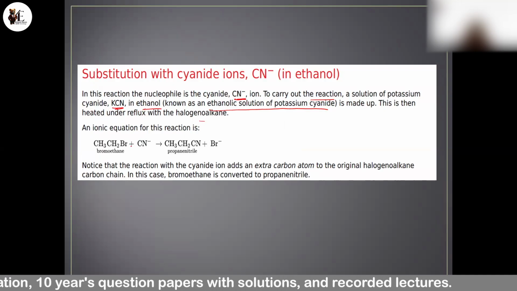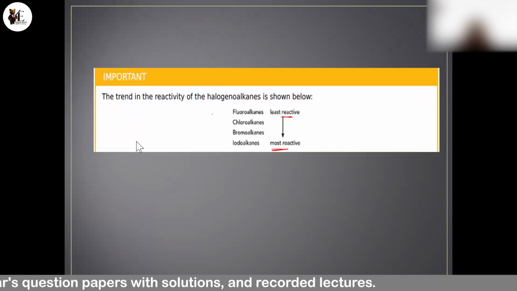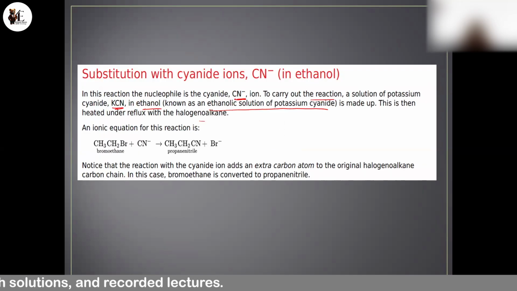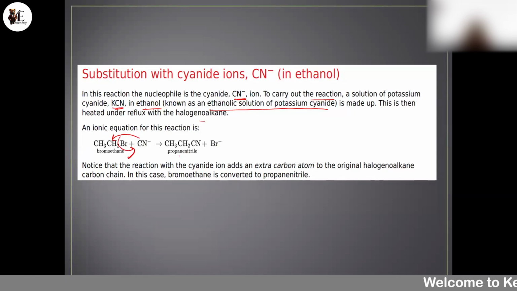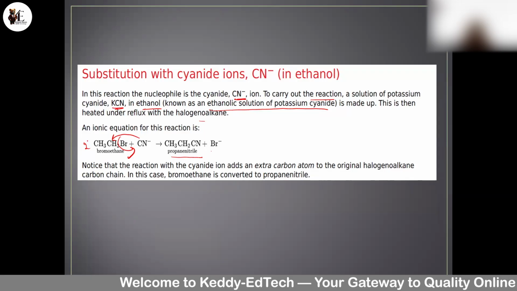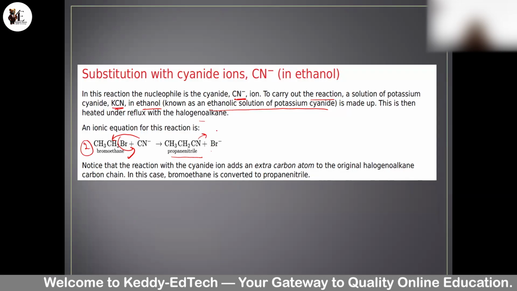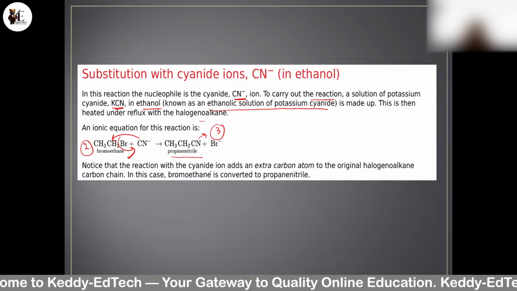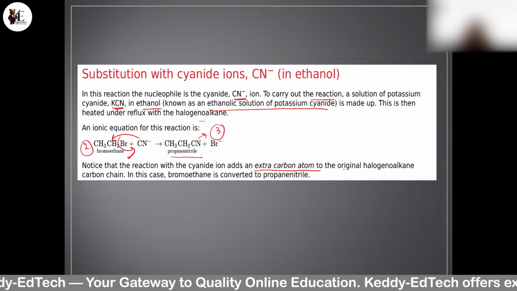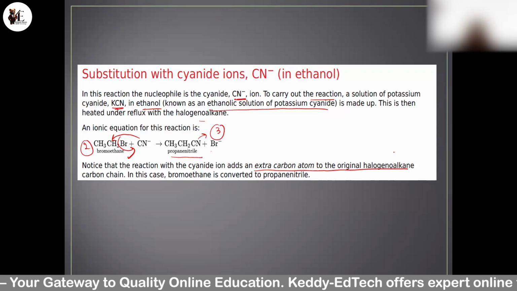So what happens in the same reaction? In the previous case your nucleophile is OH minus, but in this case your nucleophile is the cyanide ion. The same reaction occurs. The cyanide ion attacks this, and this bromine will leave. So we have propanenitrile plus Br minus as the leaving group. Notice here we have how many carbon atoms? 2 carbon atoms. Here we have 3 carbon atoms. So the cyanide ion adds an extra carbon atom to the original halogenoalkane carbon chain.